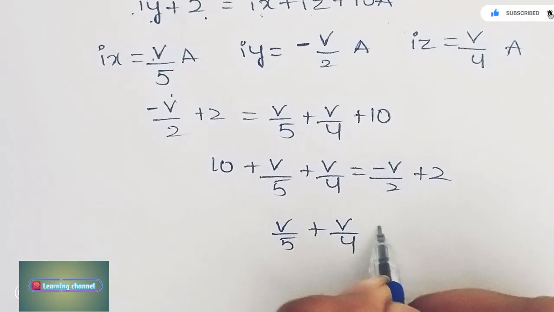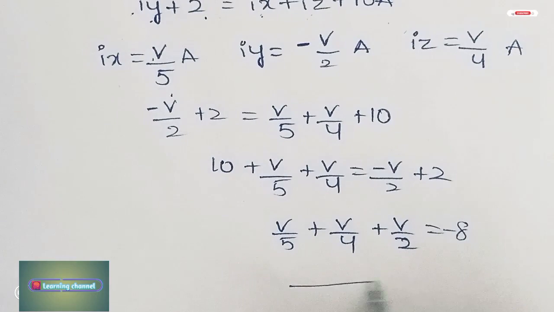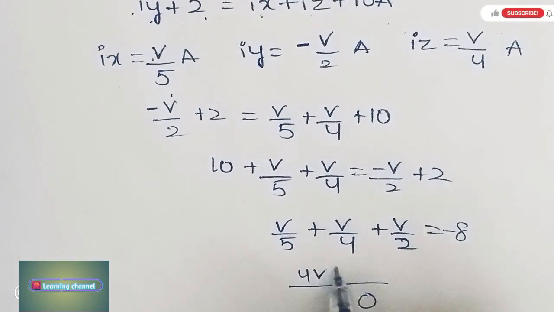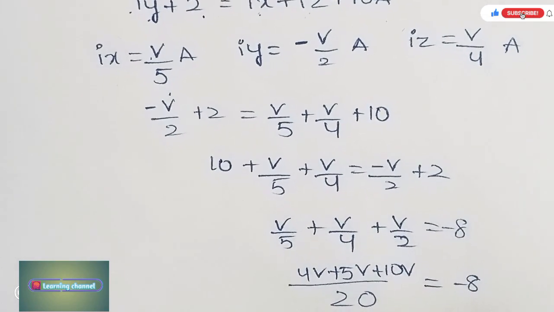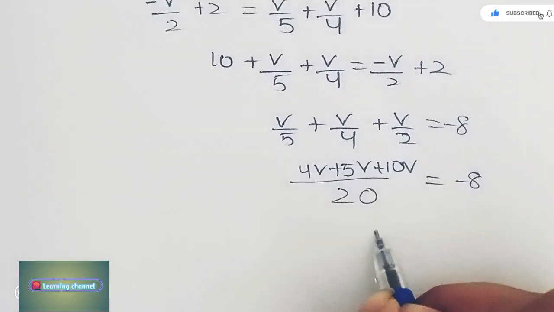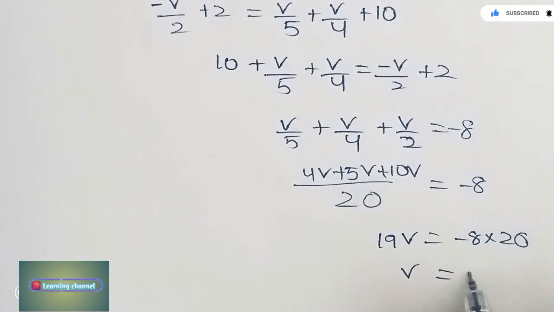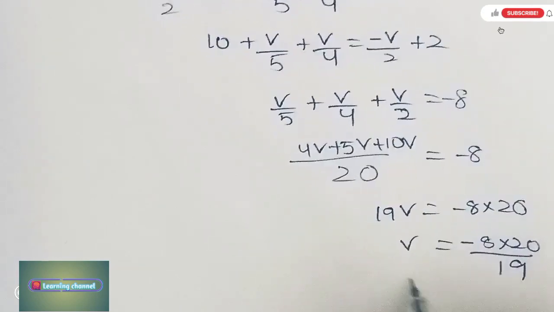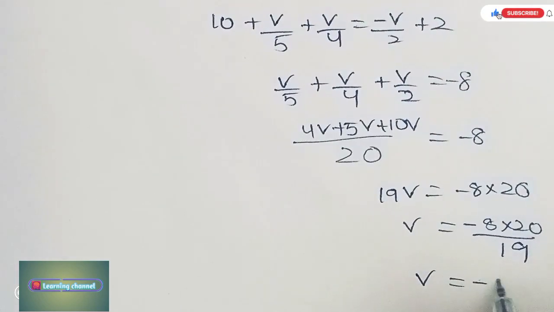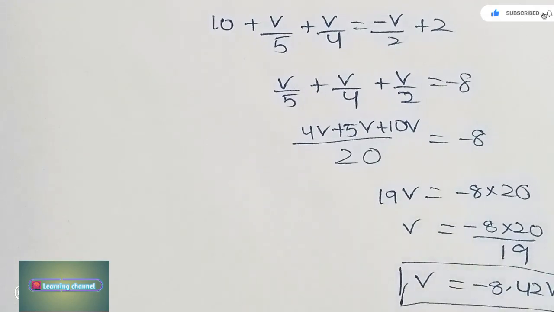V by 4 plus V by 2 is equal to minus 8. So taking LCM, 4V plus 5V plus 10V is equal to minus 8. So from this, V is equal to minus 8 into 20 by 90. So that is equal to V is minus 8.42. So we got the value of V.